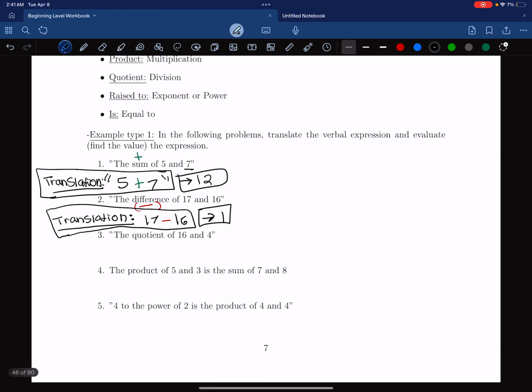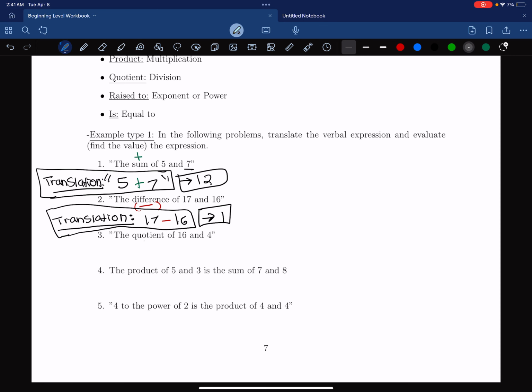Now we have the quotient of 16 and 4. Quotient means to divide. So we're just going to take 16 and then divide that by our 4. So this is our translation. Let's box this up. That's what this verbal expression means. And 16 divided by 4 is 4.